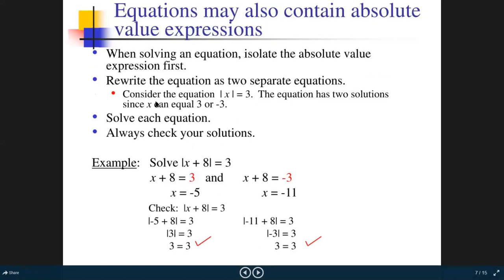Consider the equation absolute value of x equals 3. The equation has two solutions, since x can be equal to plus 3 or minus 3.